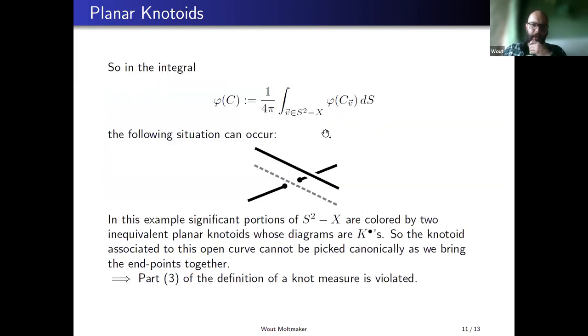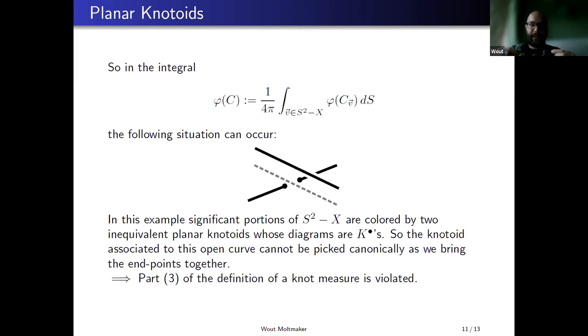Because what goes wrong? Well, in this integral, the following can occur. When we bring the endpoints together, it might be the case that there's an arc lying precisely above those endpoints, as shown. And then what happens is if I look at it from one side like this, the overgoing arc appears to be on the right of these two endpoints. If I change slightly, I can get it to be on the left. And so I can get significant contributions, when we color these spheres, you can think of this, I can get significant regions that are colored by both of these K bullet diagrams. And in general, for planar knotoids, these K bullets are going to be inequivalent.